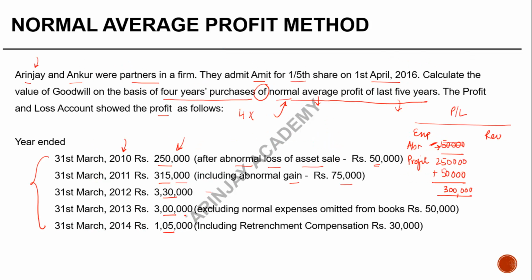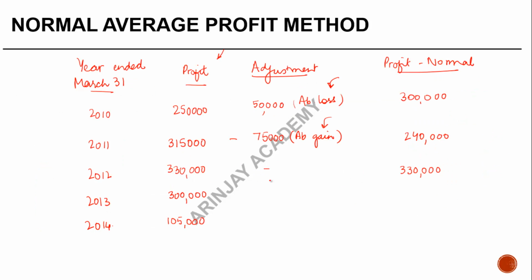31st March 13, 3 lakh, excluding normal expenses omitted from books, rupees 50,000. In this case, what has happened is that there were 50,000 worth of expenses. These expenses were normal expenses. So when they were normal expenses, ideally they should have been reduced from the profit number. But while preparing this account, somehow this was omitted. But it doesn't matter, we are going to now provide for these expenses out of this profit. When you include the expenses, the profit will go down. Therefore, I will subtract it from this profit, right?